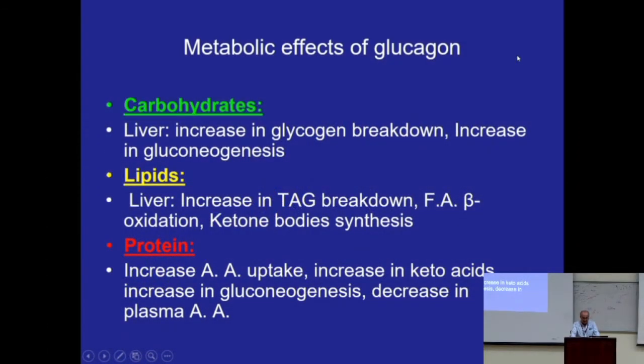Okay, so glucagon is going to have, again, its own set of effects on metabolism. The effects on carbohydrates primarily are to increase glycogen breakdown, glycogenolysis, by activating PKA, phosphorylating glycogen phosphorylase kinase, phosphorylating glycogen phosphorylase, and that results in glycogenolysis. Okay?